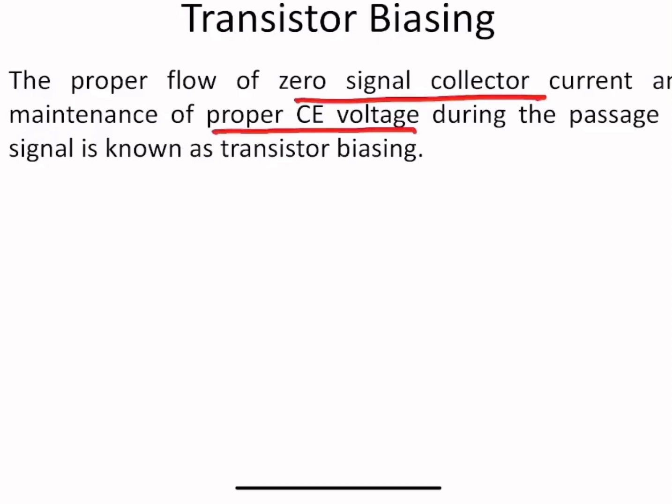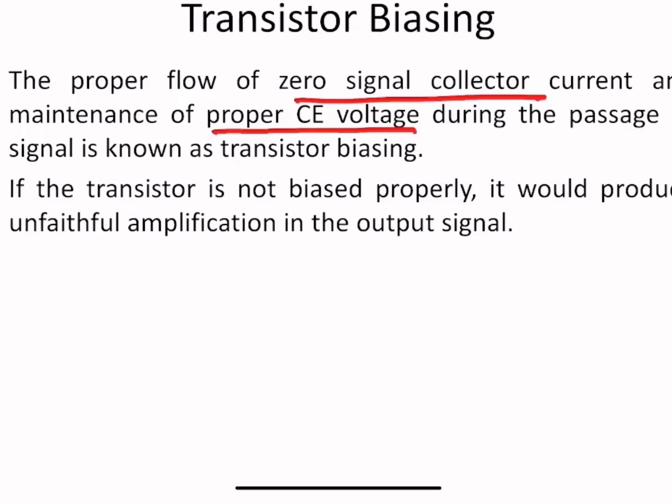Now the question is, what is zero signal? Zero signal means whenever no AC signal is applied to the circuit, at that time the value of collector current and collector emitter voltage is known as zero signal collector current and collector emitter voltage. If the transistor is not biased properly, it can produce unfaithful amplification in the output signal. Now the question is, what is unfaithful amplification?